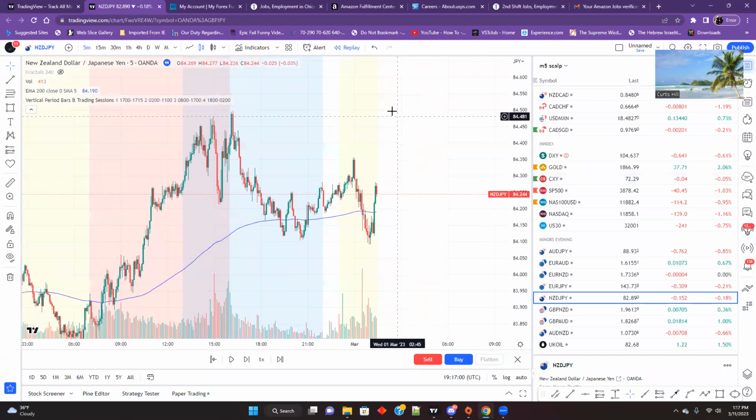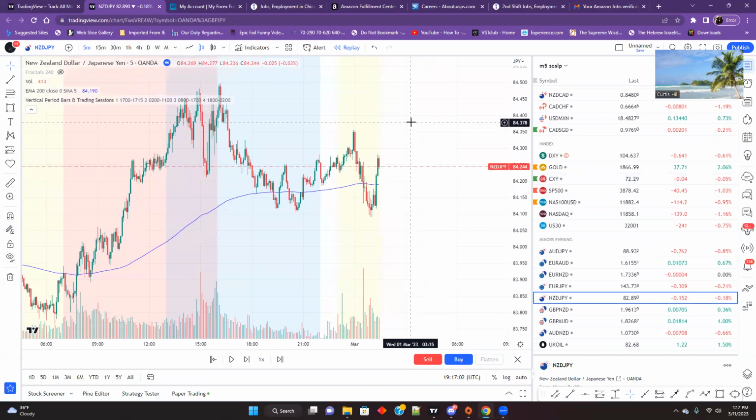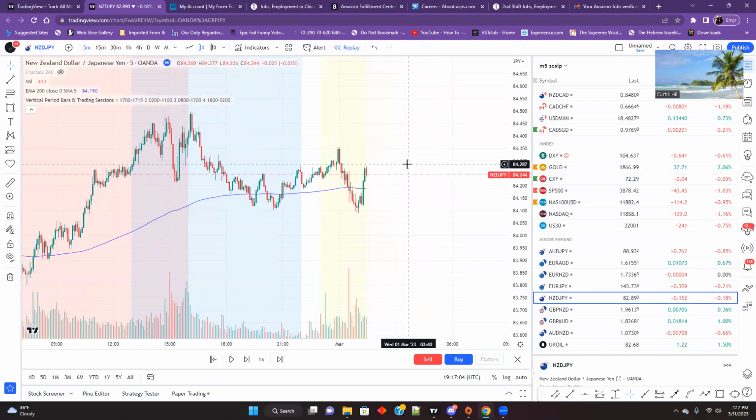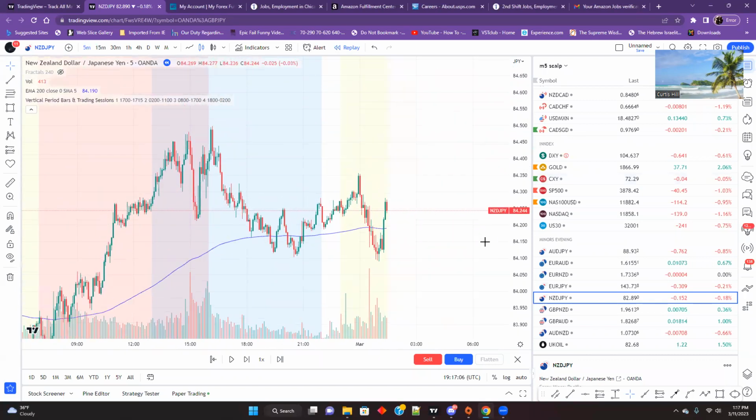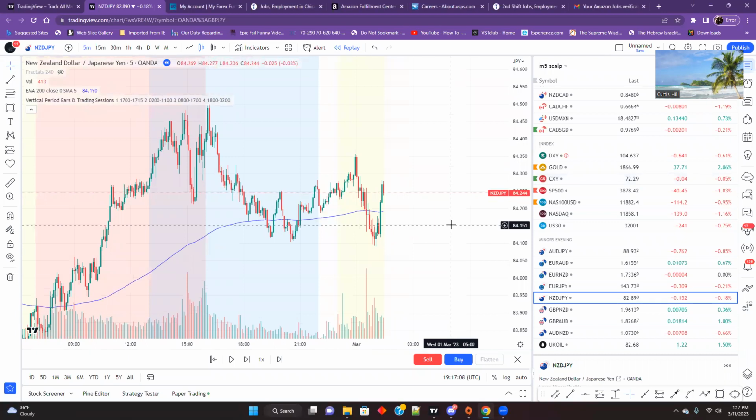I just want to continue going over the setup so you guys can get more visuals of it, because the more we see it, the better off we're going to be, and we'll be able to see it in live markets.